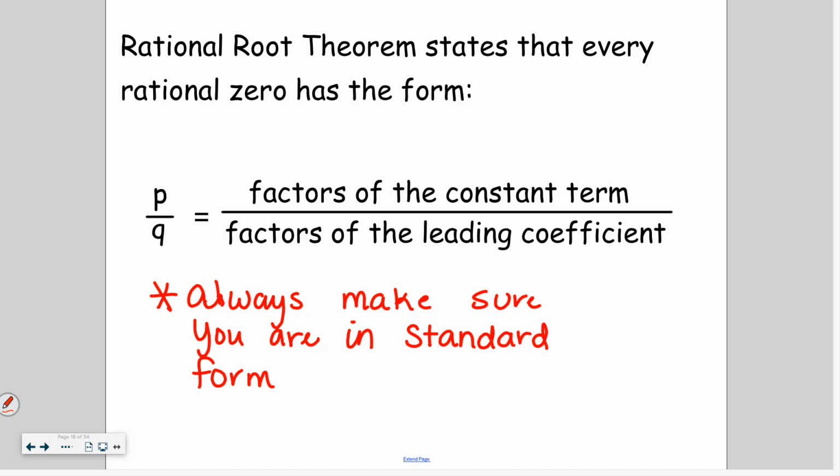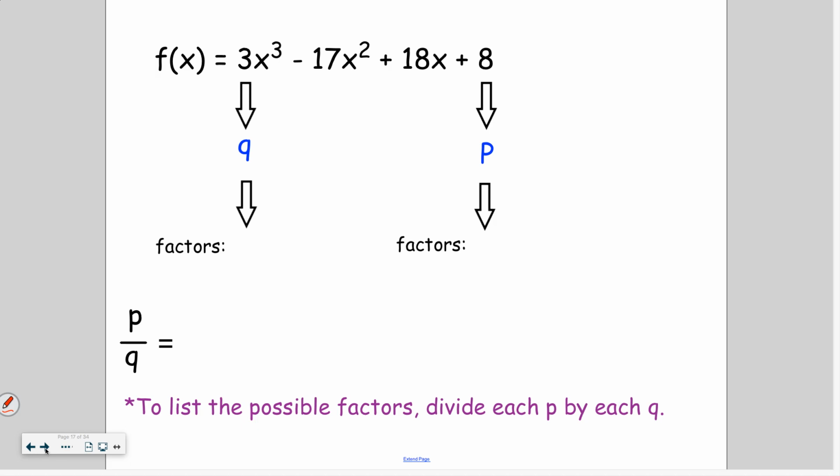Okay? So let me show you what we're talking about. Our leading coefficient is 3. That is our q. Our constant is 8. So that is our p. We've got to find our factors. What do we multiply together to get 3? Well, the only thing that we have is 1 and 3. All right? What can we multiply together to get 8? All of the options: 1 and 8.